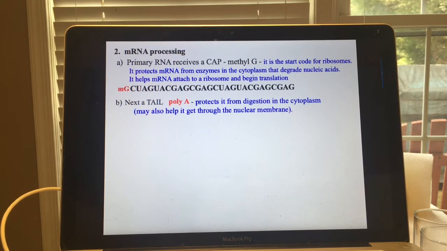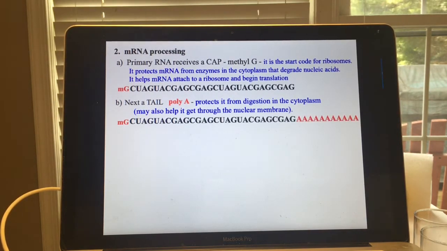The next thing that happens is a poly-A tail is added. Now, poly just means many, and A is exactly what it sounds like. It's adenine. So a whole bunch of adenines get added onto the end, the opposite end from the methyl G cap. So right there you can see both the poly-A tail and the methyl G cap.